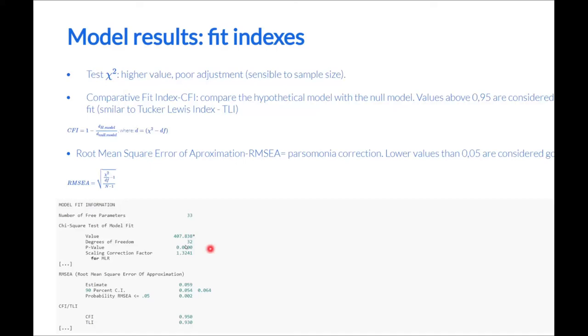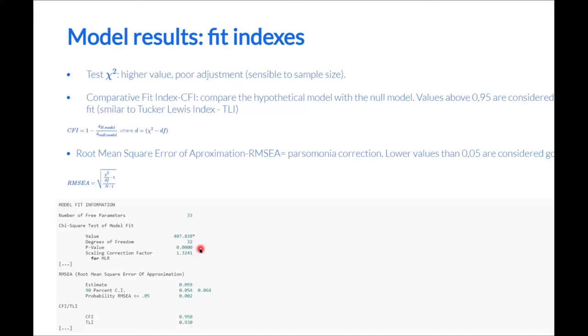And what happened here? The p-value is very, very low. The probability that these two matrices, the hypothetical matrix and the real or sample matrix, are similar is very, very low. In that case, we reject our hypothetical model.